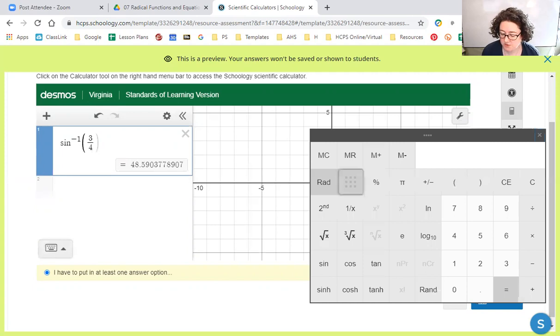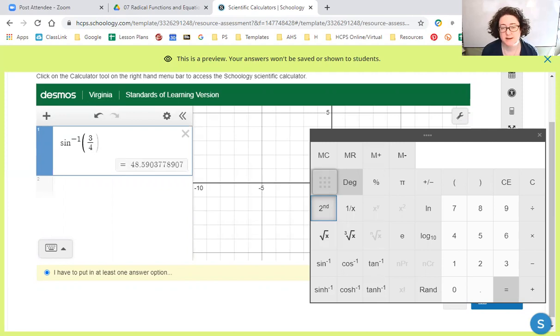So clicking on the Schoology calculator icon, again, notice I'm in radian mode. I need to change it over to degree mode. And the kicker with this one is you want to hit the second button. As soon as you hit that button, notice your options change. So now we have sine inverse, cosine inverse, tangent inverse. Do not use that bottom row with the H's. That means something different that you might approach in pre-calculus or calculus.